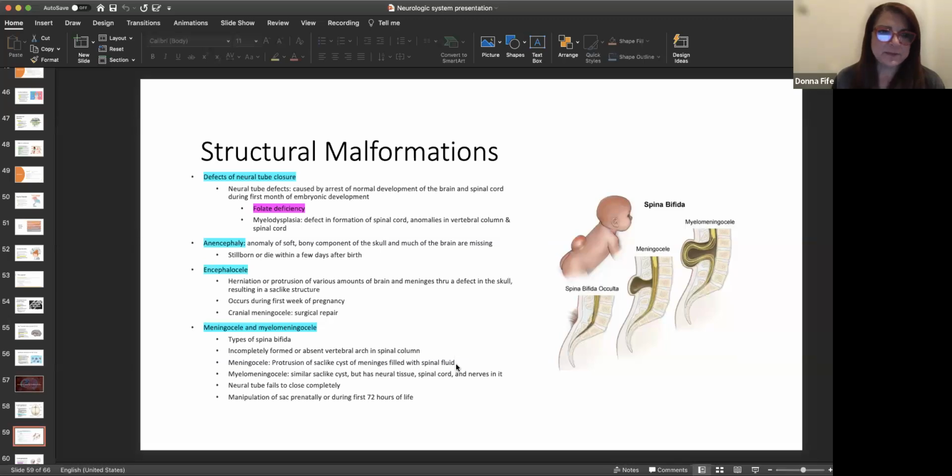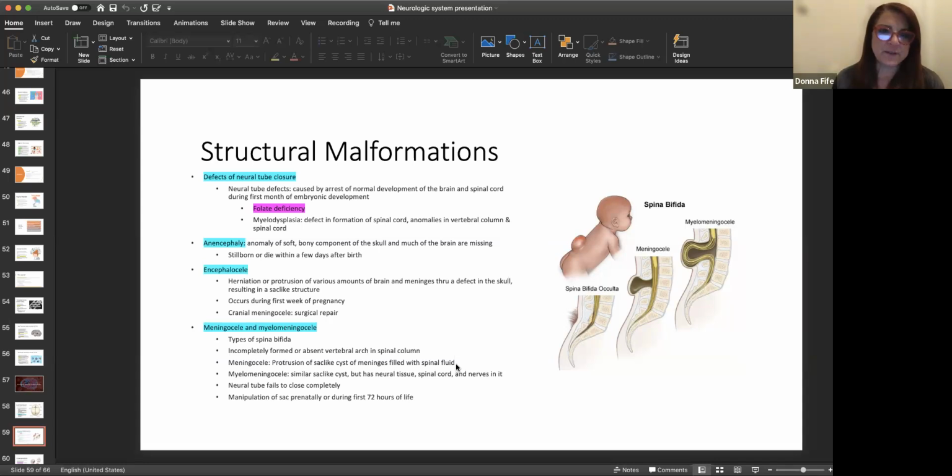And encephalocele is a herniation or protrusion of various amounts of brain and meninges through a defect in the skull, and this results in a sac-like structure outside of the skull. It occurs during the 1st week of pregnancy, and the treatment is a cranial meningocele repair, which is surgical.